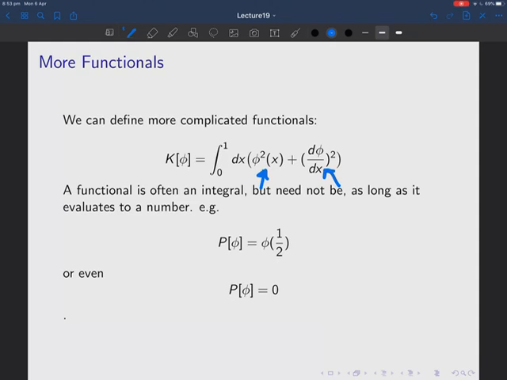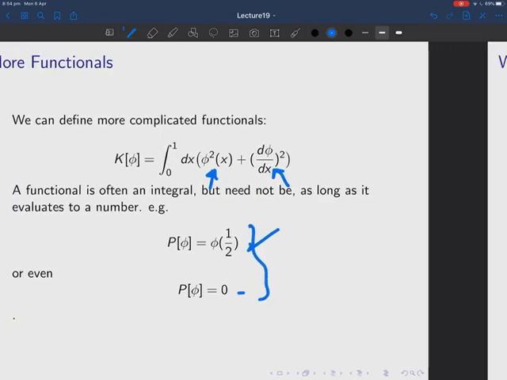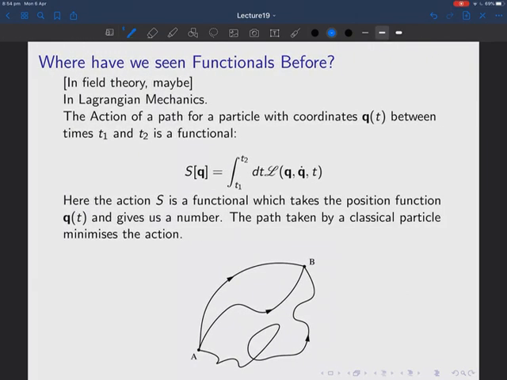A functional is often an integral. In physics, they tend to be integrals, but they need not be, as long as it evaluates to a number. You could take a functional of phi, say P, equal to the value of phi at x equals a half. That would be a perfectly reasonable functional. Very boring, but reasonable. Even more boring: P of phi is 0. That's another functional. These kinds of functionals don't normally get used much, but you could have them.